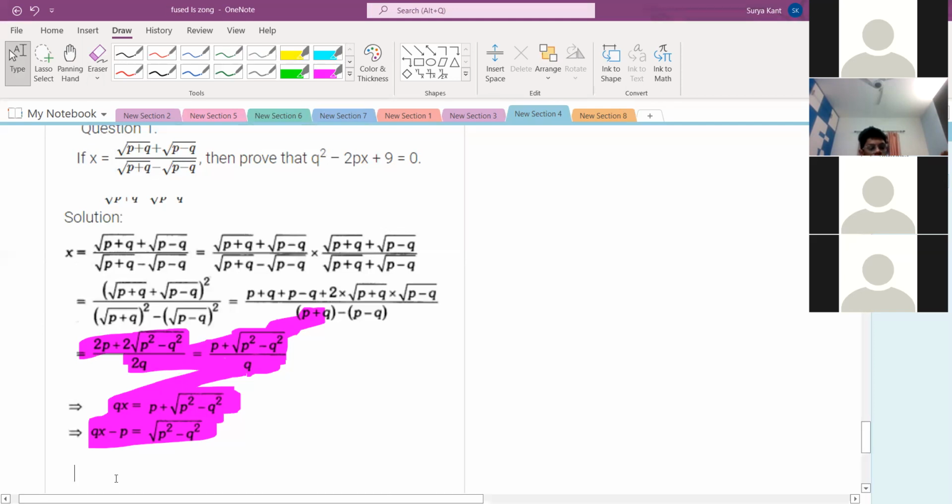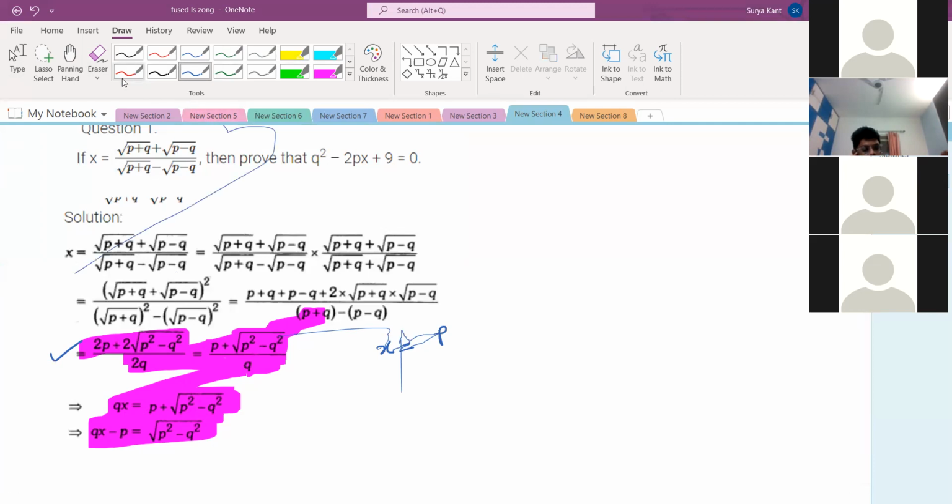Sir, I'm not getting fourth line. Fourth line you are not getting? You mean to say this one? No, sir. Next one. This QX you are saying, right? Yes, sir. See, X is there. X is equal to, it is given that X is equal to what? P plus the whole thing is given in X is equal to. You cross multiply, what will come? Q will go up, no? The QX is equal to will come the same thing only, right?